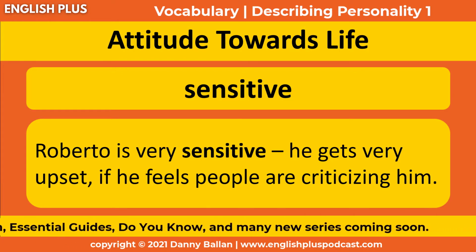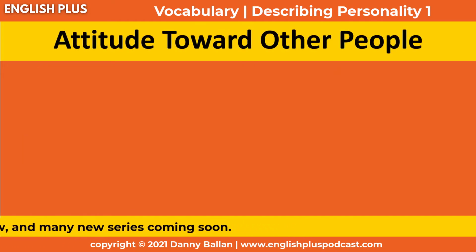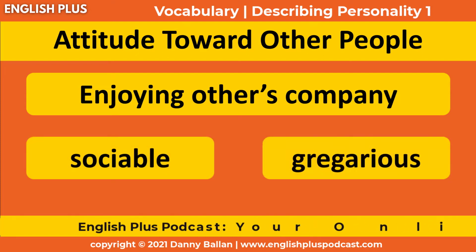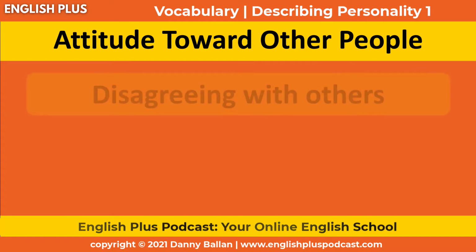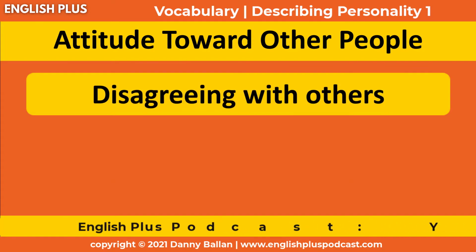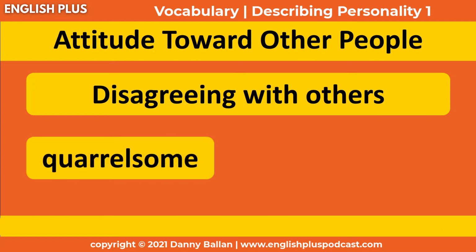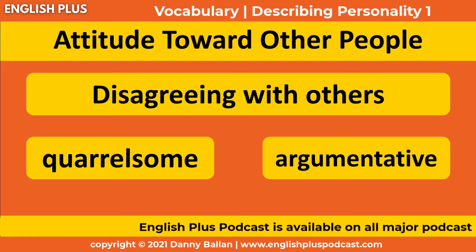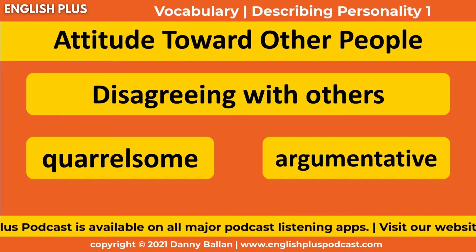Anyway, that was sensitive. Now let's move on to talk about attitudes of people towards other people. Now, what about people who enjoy other people's company? What do we call these people? What are the adjectives that we can use to describe their personality? Well, we can say sociable or gregarious. Gregarious is even more than sociable. What about people who tend to disagree with others for good or for no good reasons? We call these people quarrelsome people or argumentative people. So quarrelsome or argumentative to describe people who disagree with others all the time.